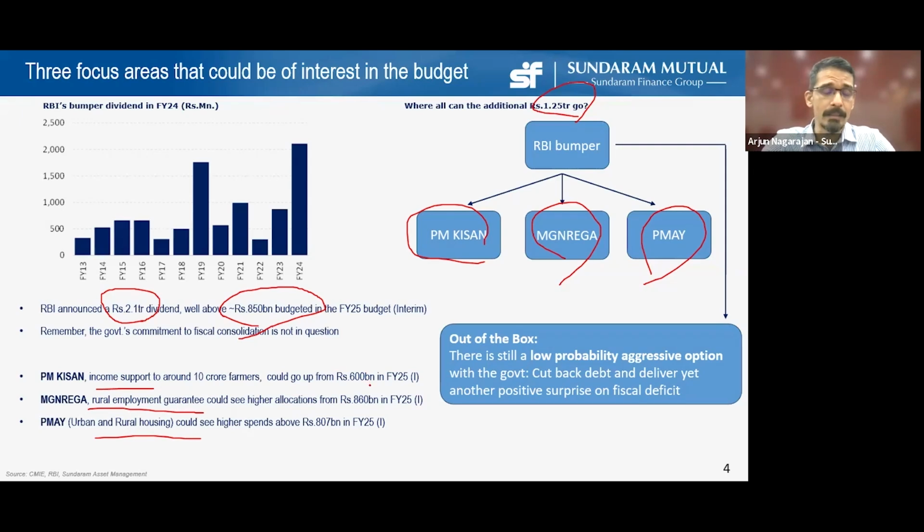Going by market estimates and analysts and other economists, you can expect the 600 billion that was budgeted in the interim budget for PM Kisan to go up closer to around 900 billion or even higher. We don't really know the exact numbers, but these are numbers that you get to hear in the markets. MGNREGA going from 860 billion, probably higher, to closer to around 900 billion or above, and PMAY going from 800 billion, again closer to around 900 billion or above. So these are 3 areas where there's a very likely possibility of this extra 1.25 trillion of RBI dividend getting spent.